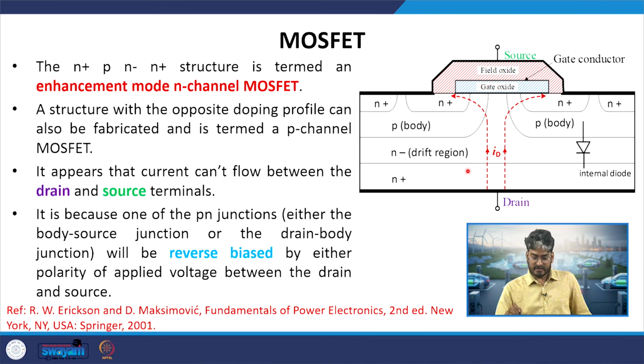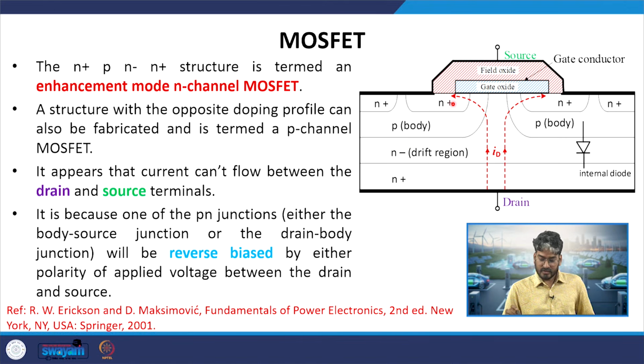If I see this structure, from the source to the drain, those are our power terminals, and we have this gate. Gate oxide. Why is it called gate oxide? Because of the material used inside it, it is generally made of silicon dioxide, which is an insulating material. So here the N plus, N minus, P and N plus layers are there.